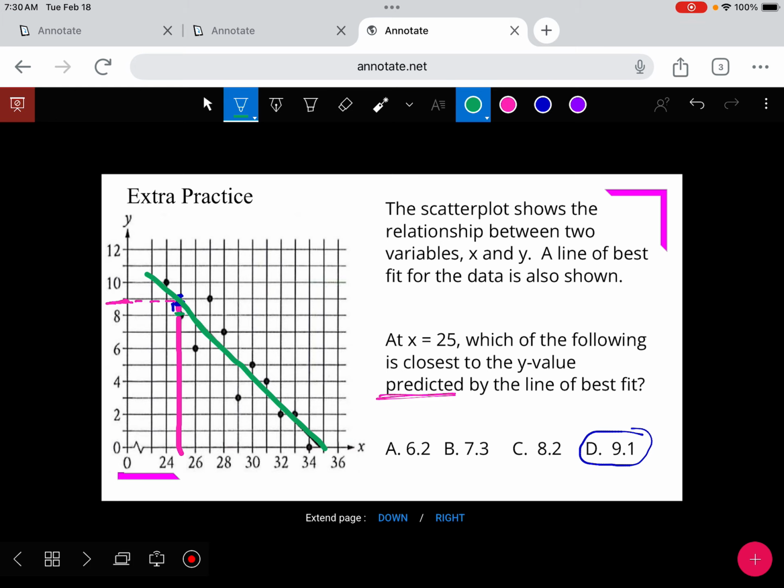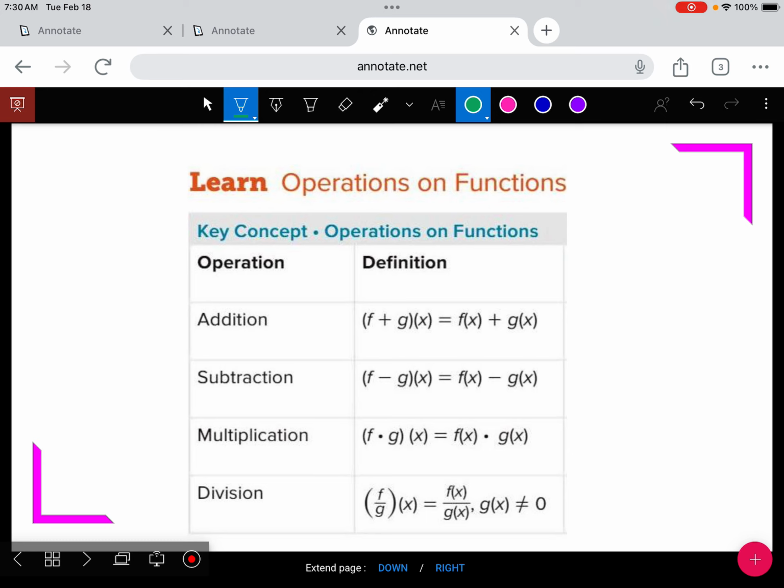Okie dokie. So what we're going to do now is look at our next section in the book. This is a very short section because chapter 6 actually got divided across the 2 semesters. So we're going to be doing the second half of chapter 6. This is only going to be like a week and a half. So we're going to be working with operations on functions. And we did a little bit of this last semester.